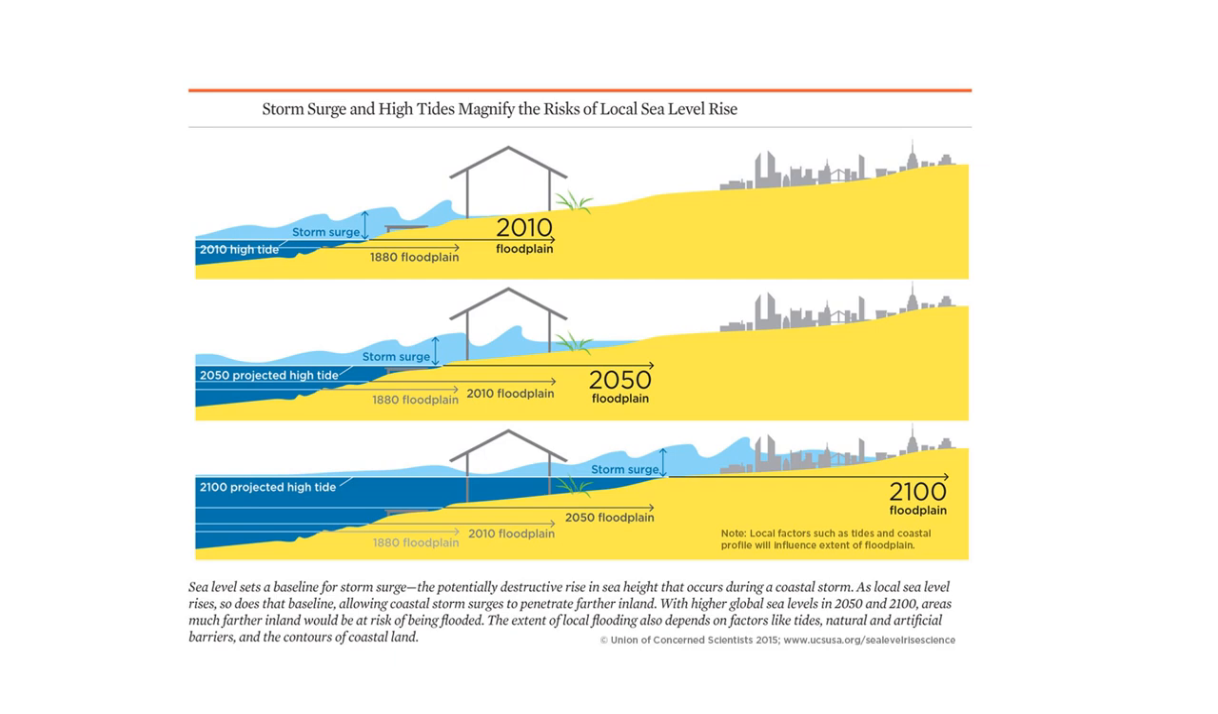Here in this picture, we can see the consequences of sea level rise. The sea level sets a baseline for storm surges. The potentially destructive rise in the sea height occurs during a coastal storm. As local sea level rises, so does the baseline, allowing the coastal storm to surge and penetrate farther inland. With higher global sea levels predicted in 2050 and 2100, areas much farther inland would be at risk of being flooded. The extent of local flooding also depends on factors like tides, natural and artificial barriers, and contours of the coastal lands.